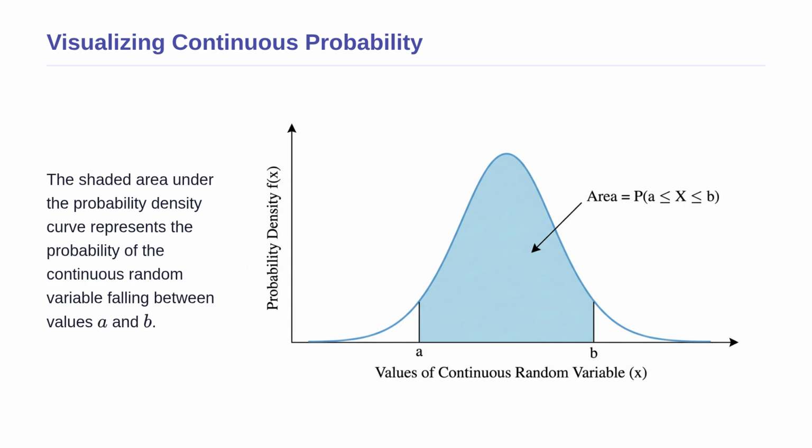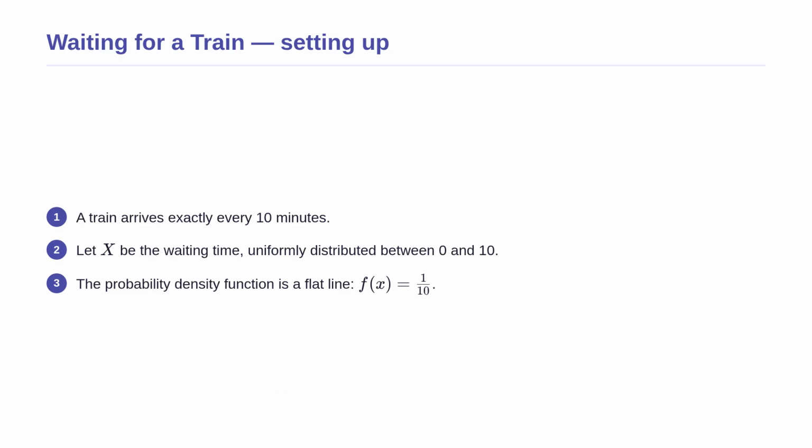Instead of looking at the height of the curve at one specific point, we look at this shaded area. The total area under the entire curve is always exactly 1. The size of the blue region is the probability we just calculated with our integral. Let us apply this integral to a real-world scenario.